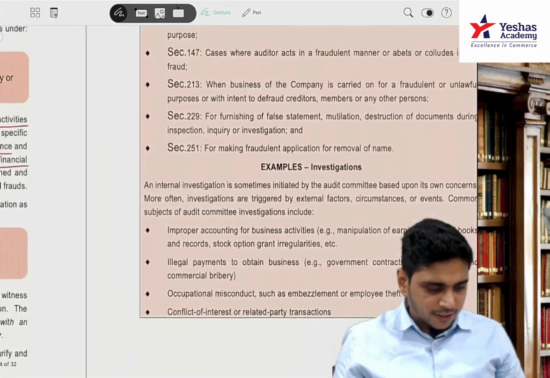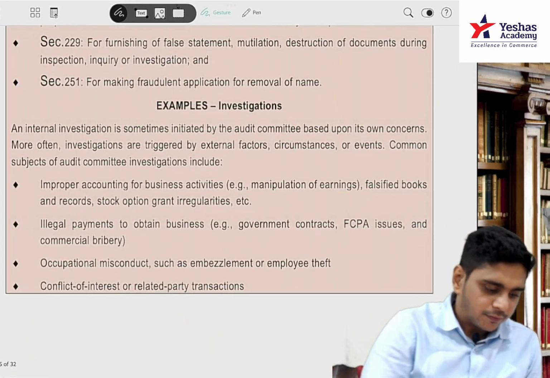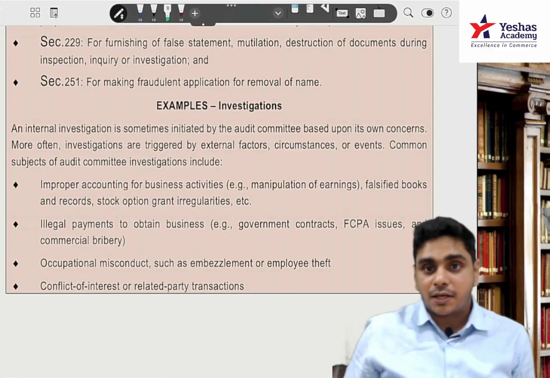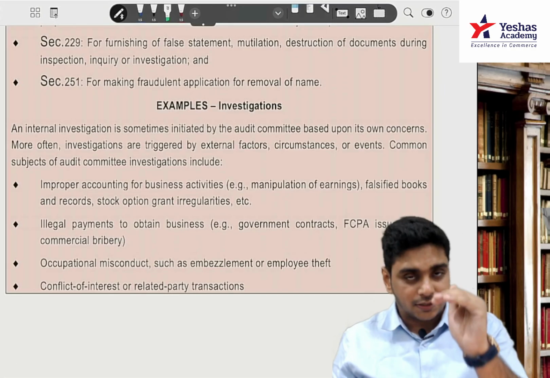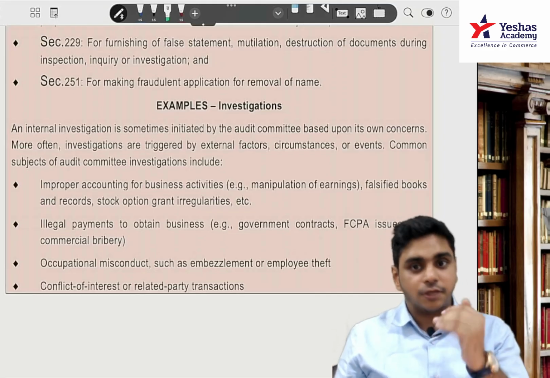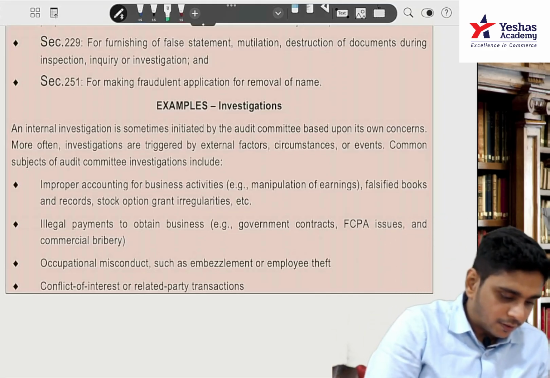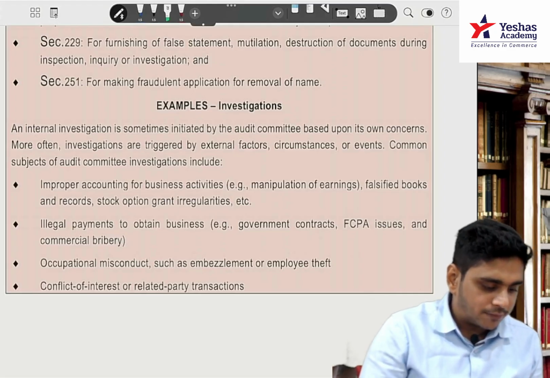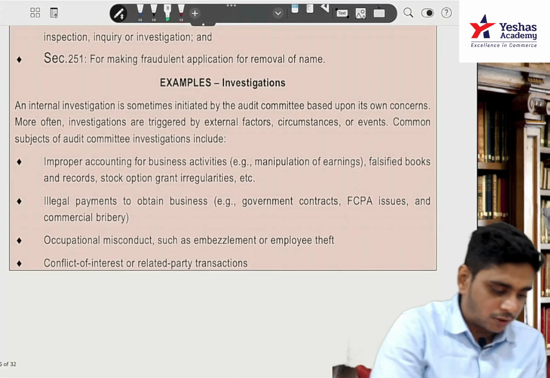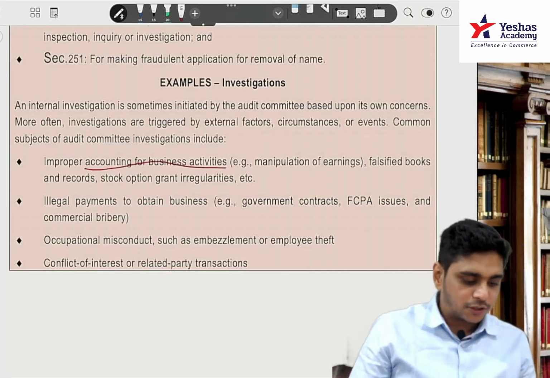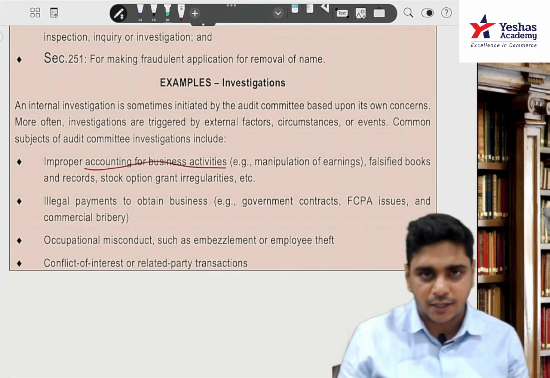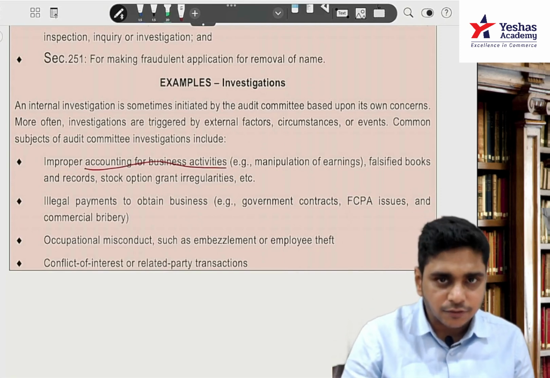Now they are giving some examples of investigation. In the exam they can take an example and ask us to find out what it is: a fraud, or an investigation, or forensic, or forensic accounting. Now, common subjects of audit committee investigation include what all? Improper accounting for business activity. Example: manipulation of earnings, falsified books and records, stock option grant irregularities. So it is called an investigation.